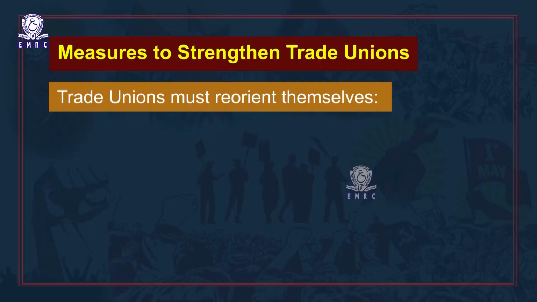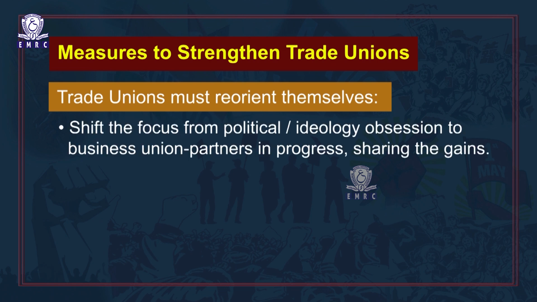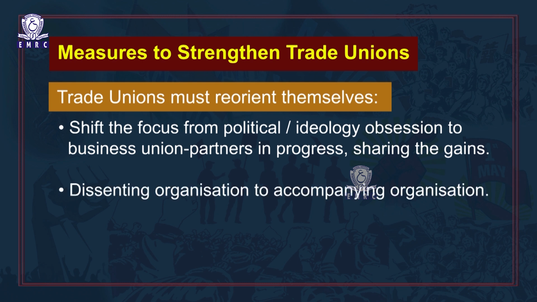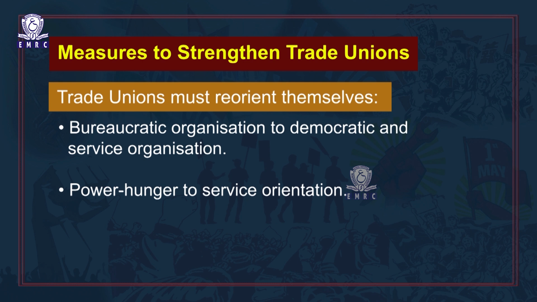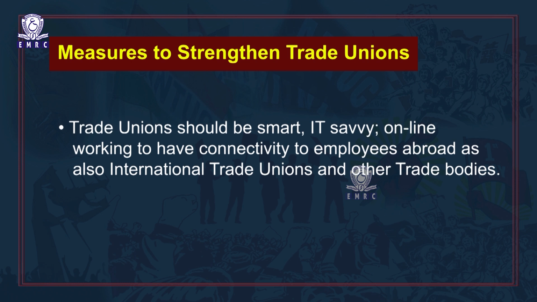contemporary times. Trade unions must reorient themselves. How can they do this? By shifting the focus from political ideology obsession to business union partners in progress sharing the gains, from dissenting organizations to accompanying organizations, from bureaucratic organization to democratic and service organization, from power hunger to service orientation. Trade unions should be smart, IT savvy, online working, to have connectivity to employees abroad as also international trade unions and other trade bodies.